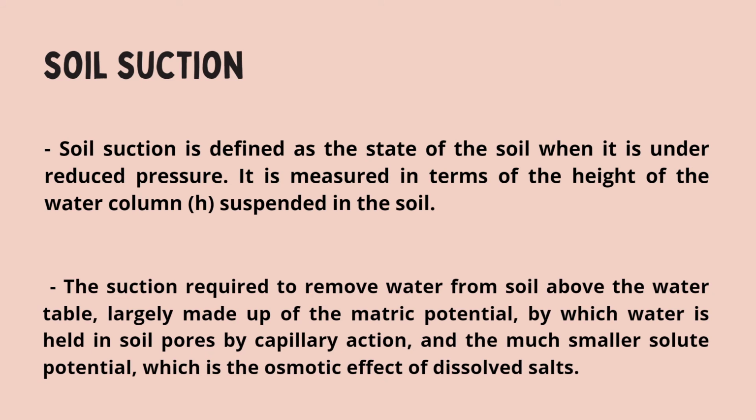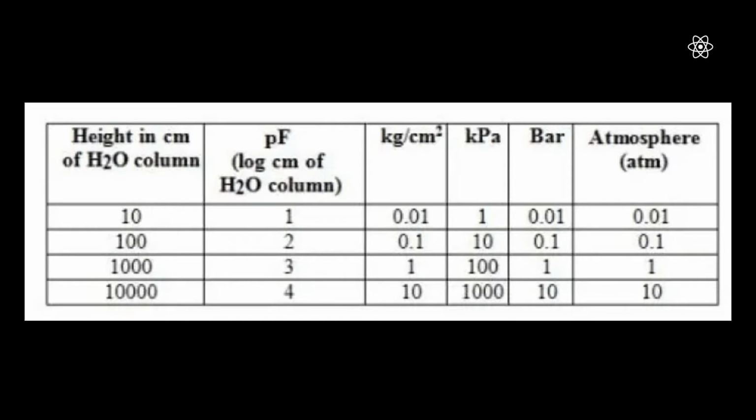Now, soil suction. Soil suction is defined as the state of the soil when it is under reduced pressure. It is measured in terms of the height of the water column suspended in soil. It is the suction required to remove water from soil above the water table, largely made up of the matric potential by which water is held in soil pores by capillary action, and the much smaller solute potential, which is the osmotic effect of dissolved salts. So, this is our table.